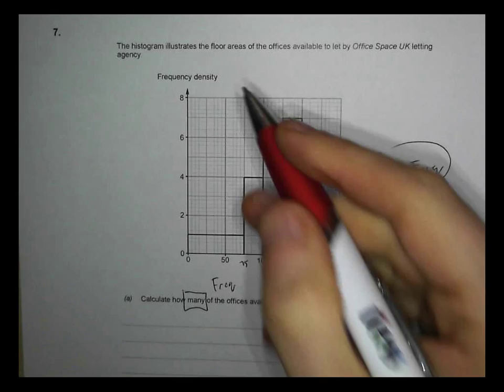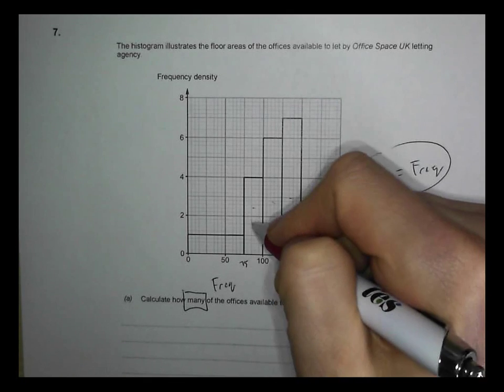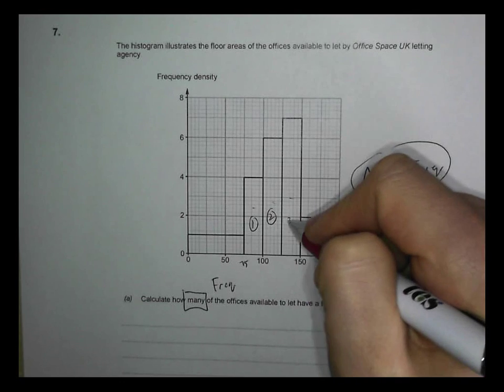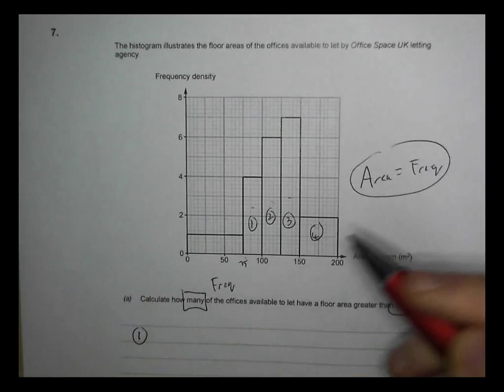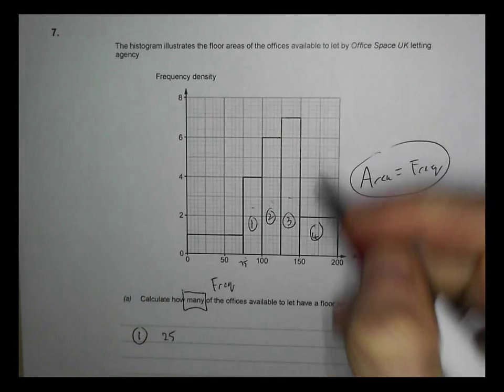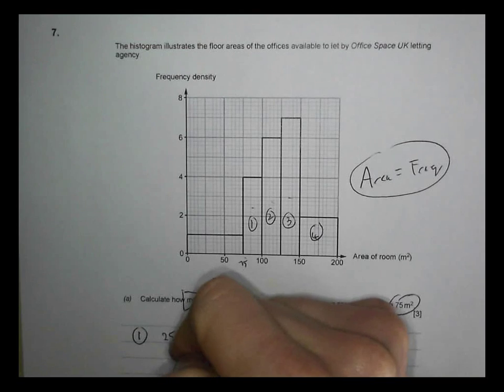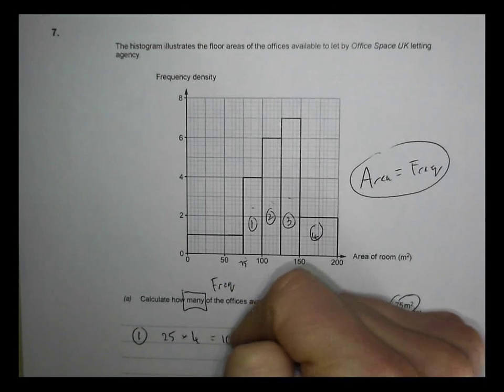So let's take it a bar at a time. Let's take this bar here. In fact, just for a laugh, let's call them bars 1, 2, 3 and 4. Let's get a little bit organised here. So bar number 1, what's the base? It goes from 75 to 100. It's got a base of 25. What's the height? It's got a height of 4. What's 25 times 4? 100.